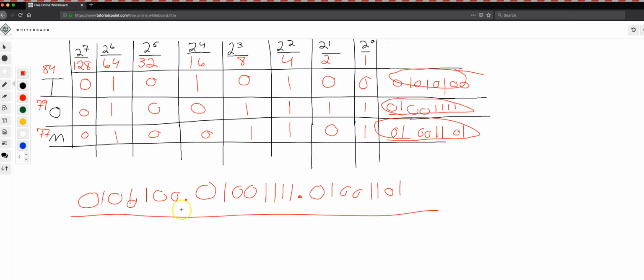As you can see, it's a good thing that we have computers to do it for us, because if your name is really, really long, it would be a really, really long number. But this is how you convert letters from text to binary.